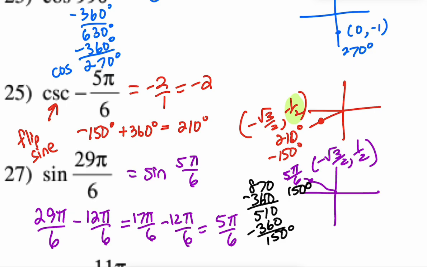The sine is our y value at that location. Since our y is still going up in the second quadrant, it is a positive 1/2 as our answer. Positive 1/2 is our answer. Everybody okay with problem 27?